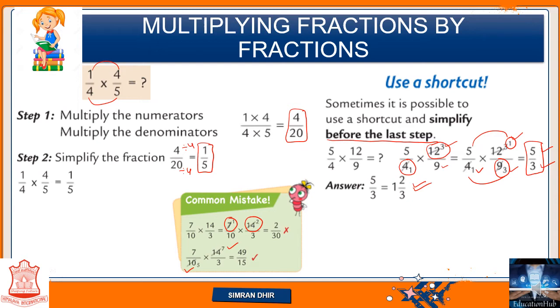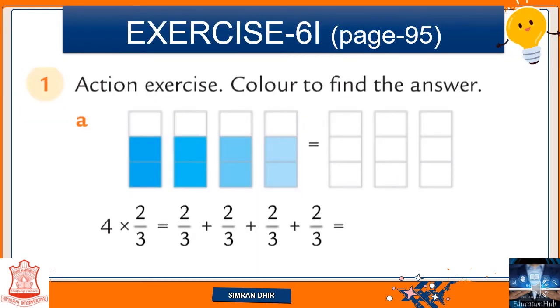So let's start with the exercise. This is exercise 6I given on your page number 95. Question number 1 says it is your action exercise. Color to find the answer. See, we have how much in this? 1, 2, 3, 4, 5, 6, 7 and 8. That means we have to color total 8 boxes in these 3.